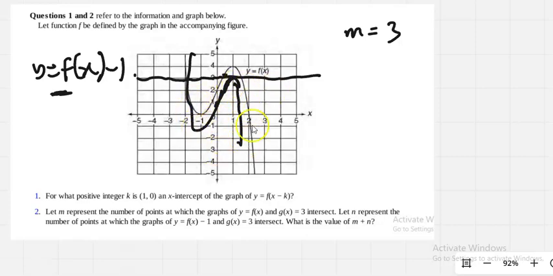And then that means n will be equal to, if you meet the graph of g of x equals 3 twice, 2 times, so n will be equal to 2 based on the explanation I just made. So what is the value of m plus n? 3 plus 2, 5. So the answer for question number 3 is 5.